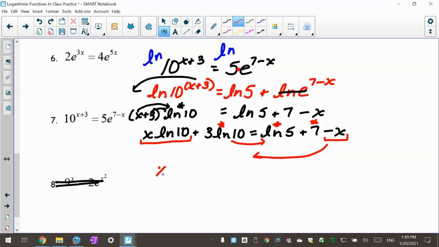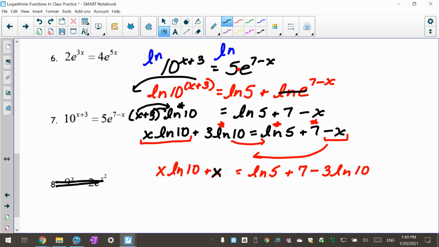So I have x natural log of 10 plus x. So I'm going to move it over here. Equals a natural log of 5 plus 7 minus 3 natural log of 10. So I moved what I said I was going to move. This entire side is numbers, so we're good.